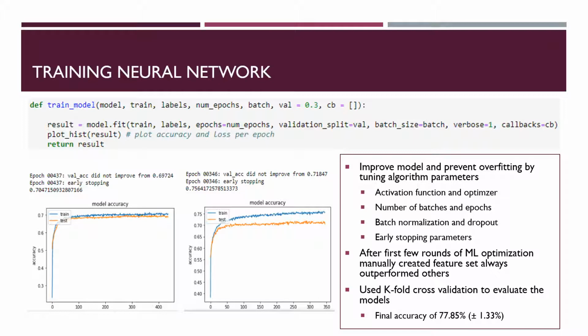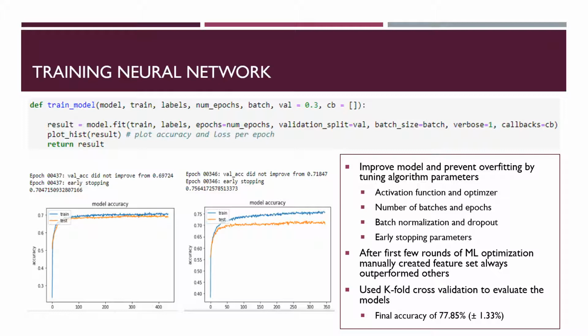I tried to also optimize the model in a number of different ways by changing the activation function, the optimizing function, and altering the number of epochs and batches, among other things. After the first few rounds of optimization, I found that the manually created feature set from just the aggregate values consistently outperformed the others, and so I continued to work with only this data set.